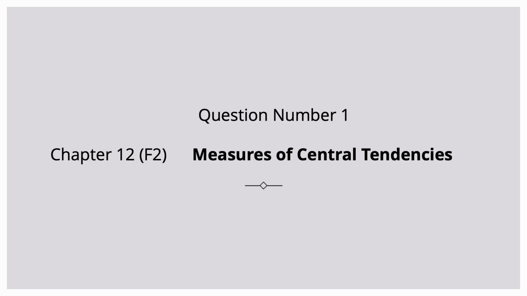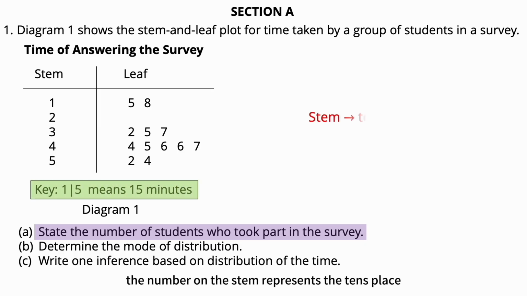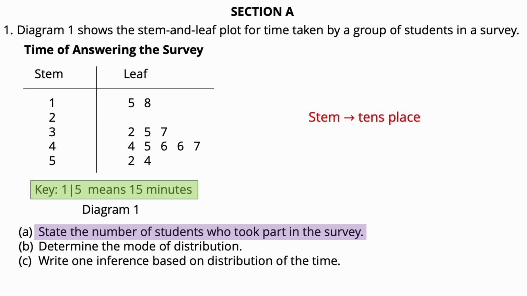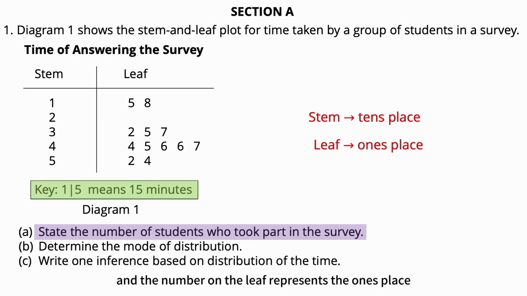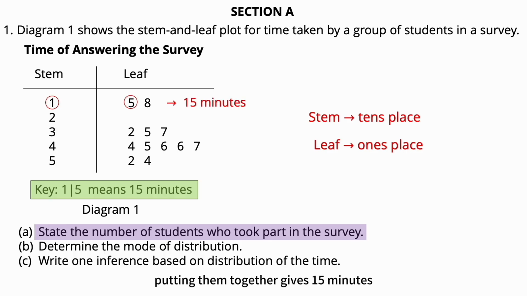Question number 1. A. State the number of students who took part in the survey. The key in diagram 1 means that the number on the stem represents the tens place, and the number on the leaf represents the ones place. 1 is the tens digit, and 5 is the ones digit. Putting them together gives 15 minutes.